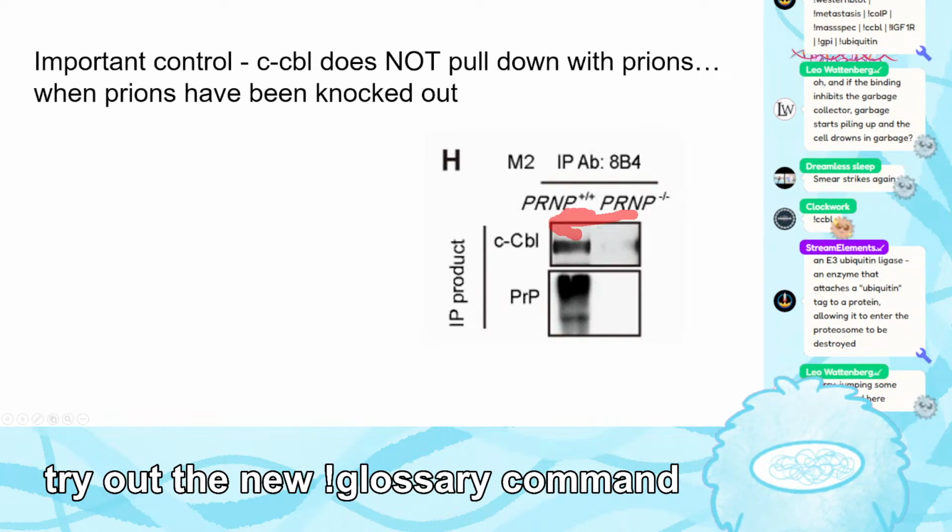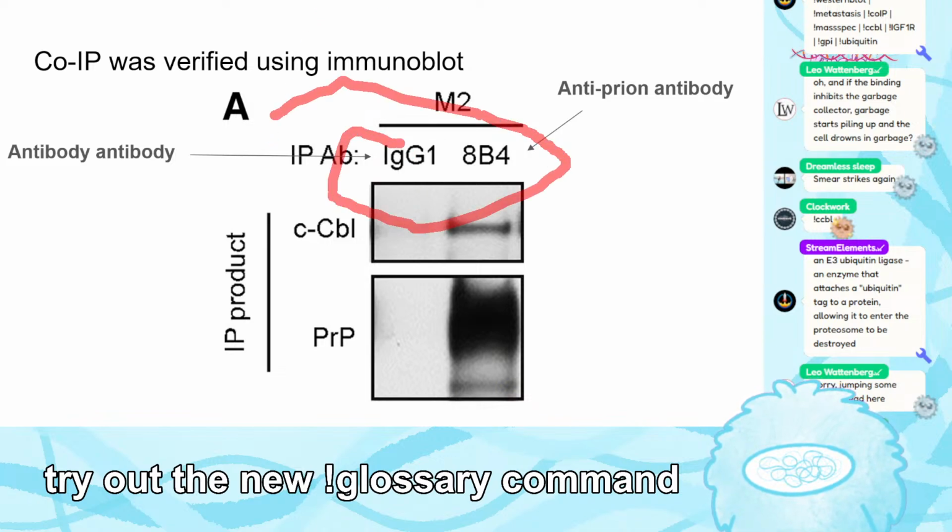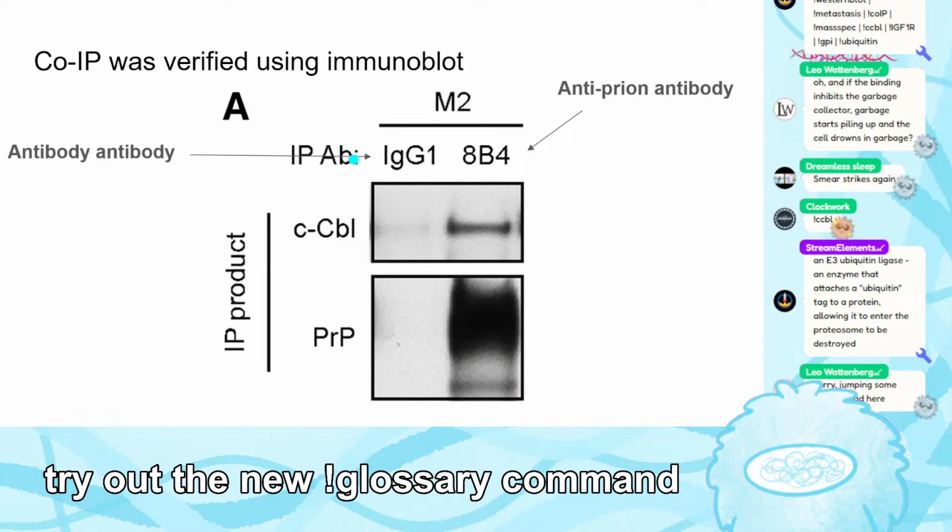So this is an important control. CBL is not fished out when the prion proteins have been knocked out, right? This is just good, clean controls. Like before we had the IgG1 antibody control, where you use an antibody that does not bind prion, and when you use a fishing rod that is not very specific, you barely get any CBL1. There's a little bit, but not that much.